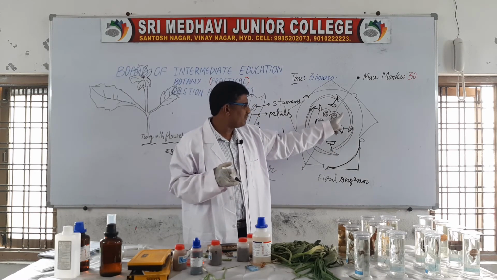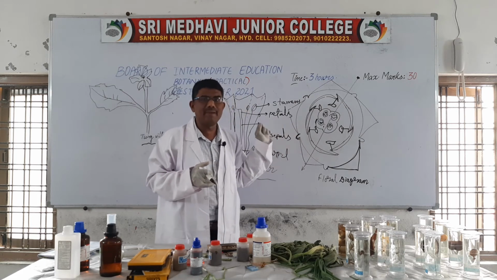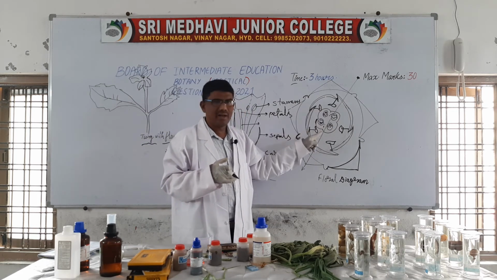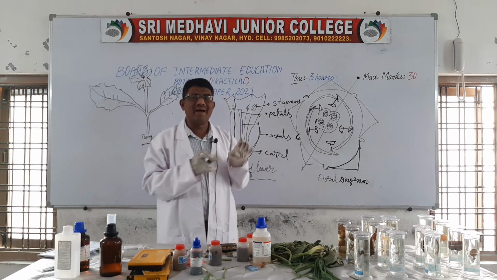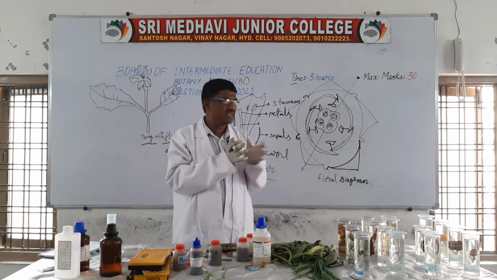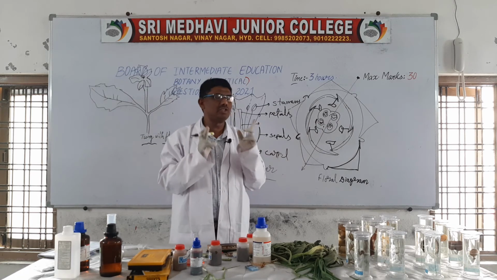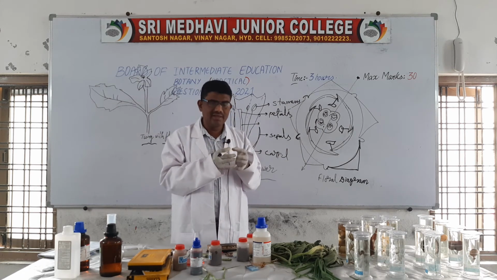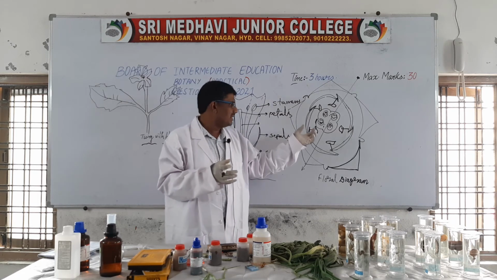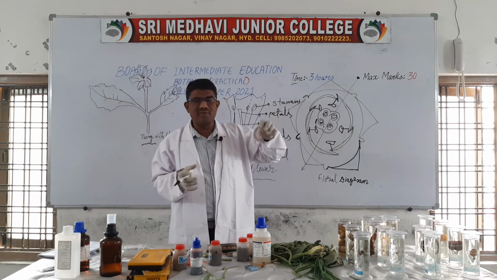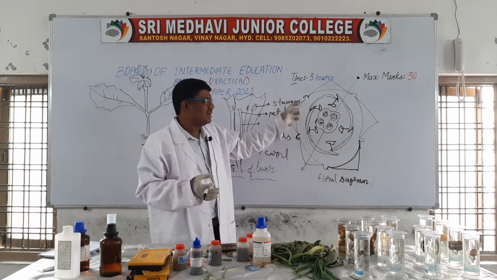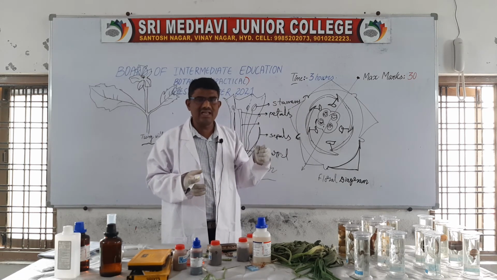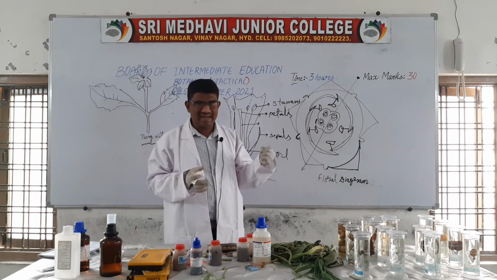Then the 5 stamens are in the epipetalous condition. Then this is the carpel. The carpels are bicarpellary and syncarpous. Bicarpellary means two carpels are present, and syncarpous means the carpels are united. Then the ovary is turned at a 45 degree angle, so it is an actinomorphic flower. These are the flower characteristics.